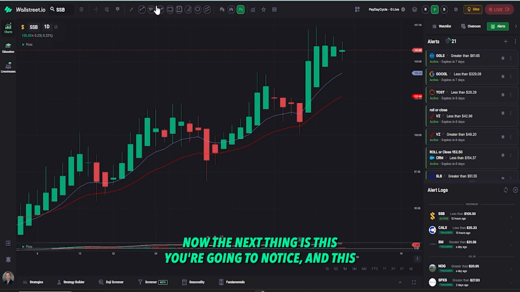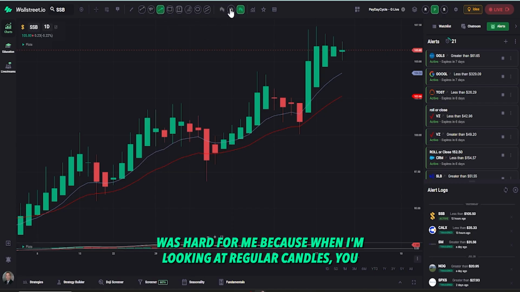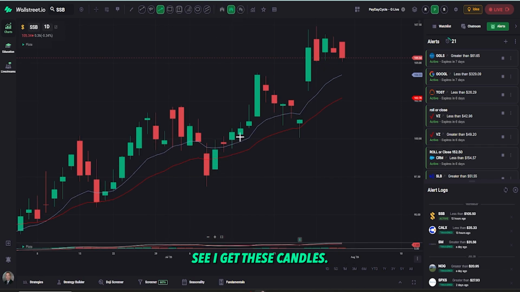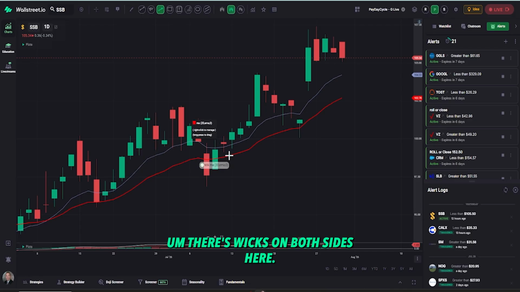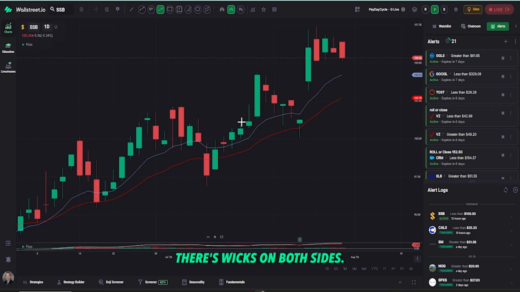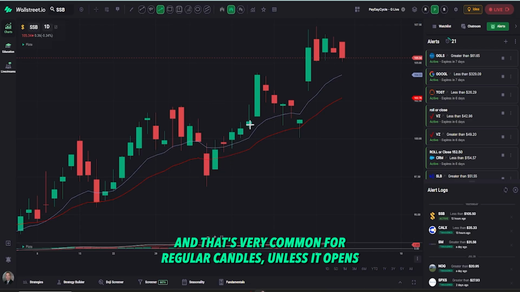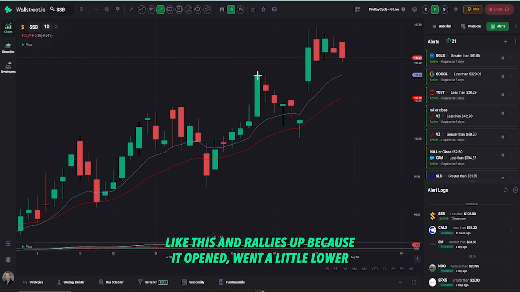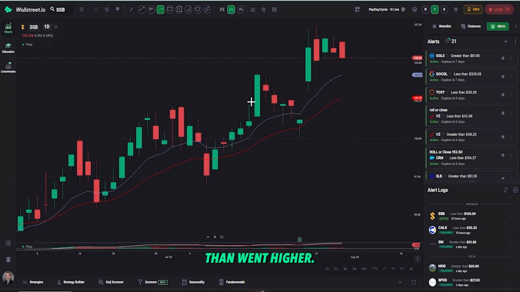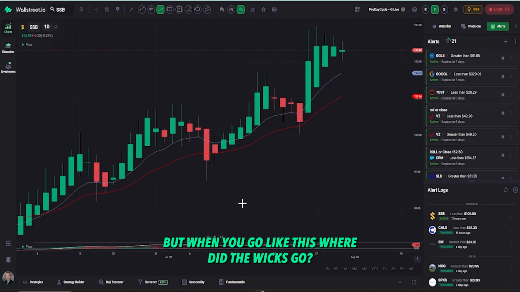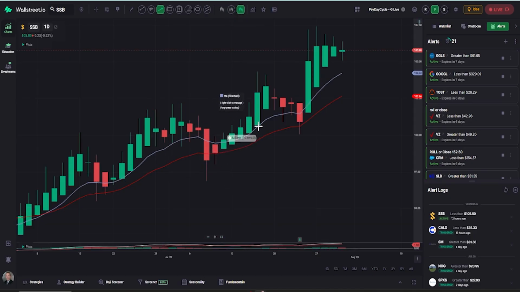Now, the next thing is this, you're going to notice. And this was hard for me because when I'm looking at regular candles, you see I get these candles. There's wicks on both sides here. There's wicks on both sides. And that's very common for regular candles, unless it opens like this and rallies up, because it opened, went a little lower, then went higher. But when you go like this, where did the wicks go?